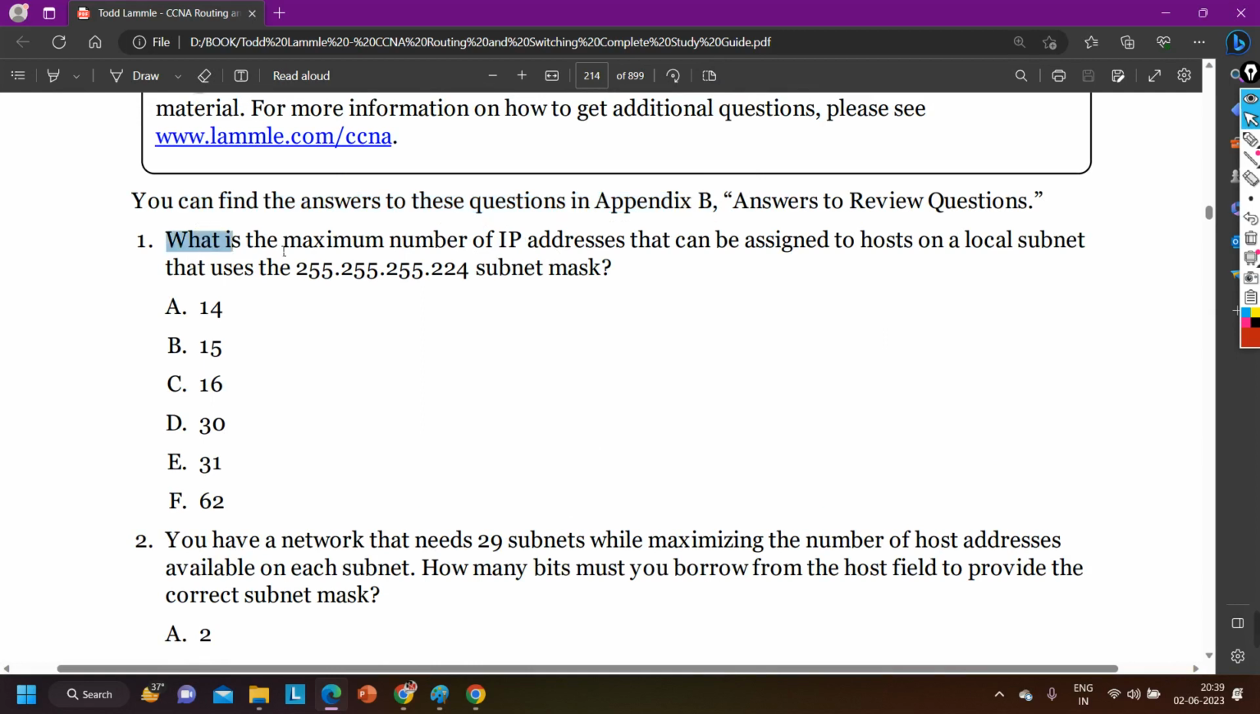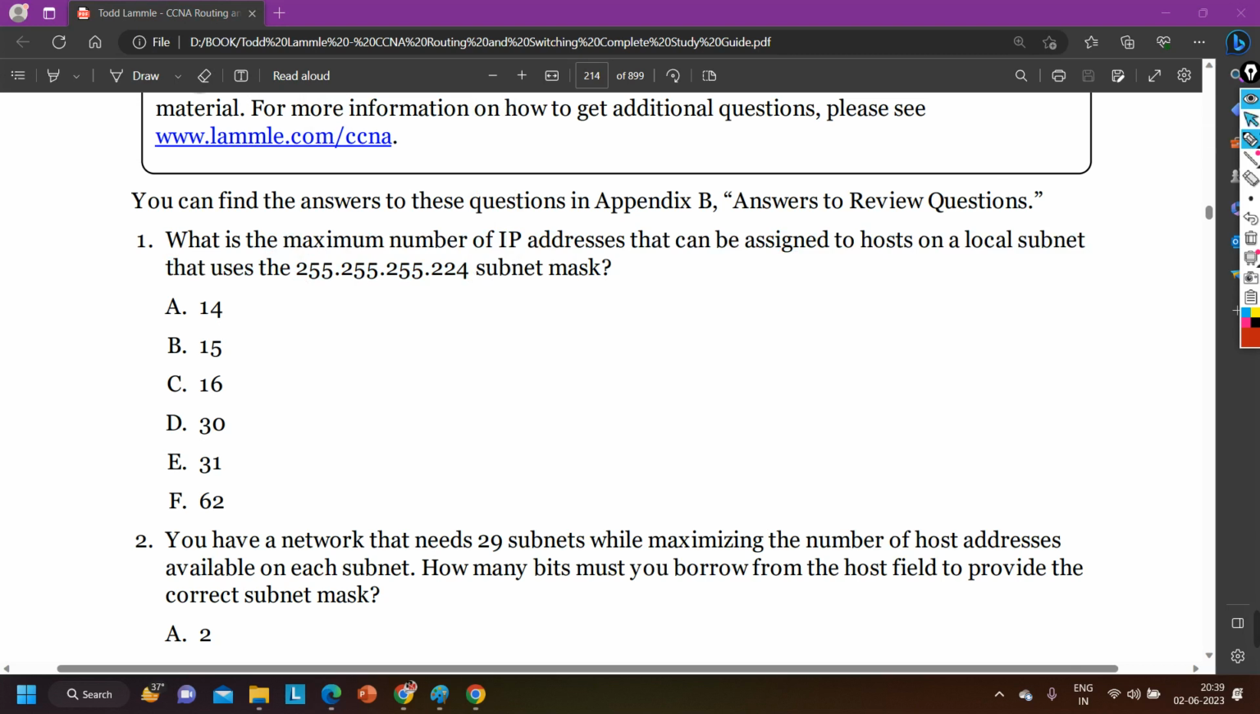Question is, what is the maximum number of IP addresses that can be assigned to hosts on a local subnet that uses the subnet mask 255.255.255.224? Can anyone tell me what is the maximum number of IP addresses that we can assign to hosts? That means it is asking you the valid hosts. What will be the valid hosts? 30, 32 minus 2.